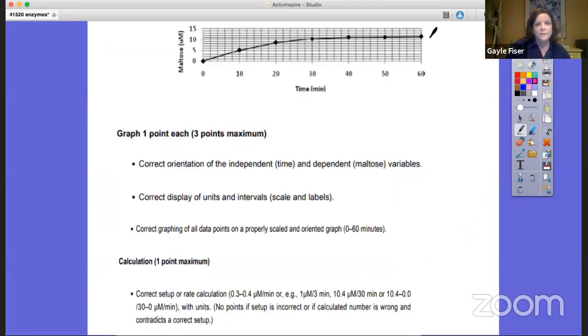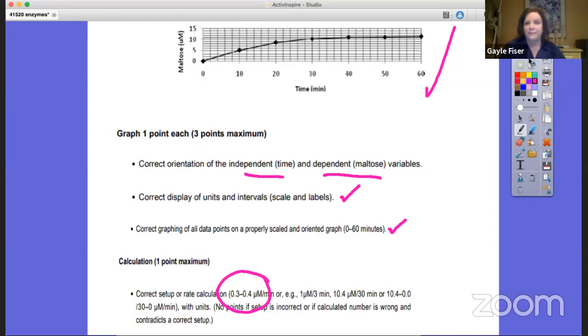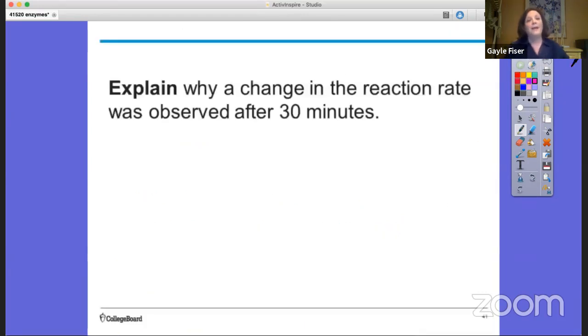All right, then this is what it looked like. Our graph did look like that. We had correct orientation of independent was the time, dependent was the maltose, and we have units and intervals. We scaled it. I'm an obsessive scaler, and correct graphing of all data points, and then our correct setup. And there we have, our calculation fell in the range that was acceptable for the rate calculation. All right, so explain why a change in the reaction rate was observed after 30 minutes. I'll give you about 15 seconds to think about that and jot something down.